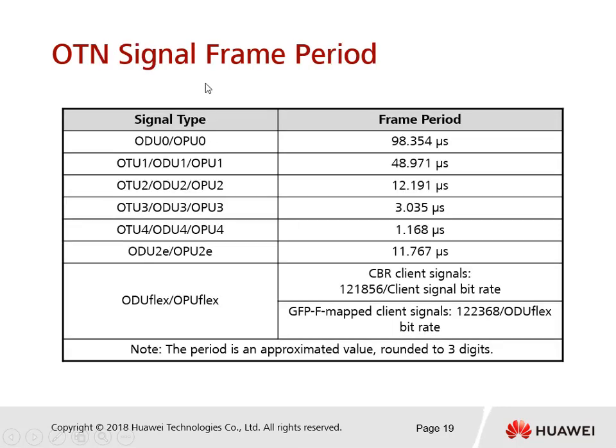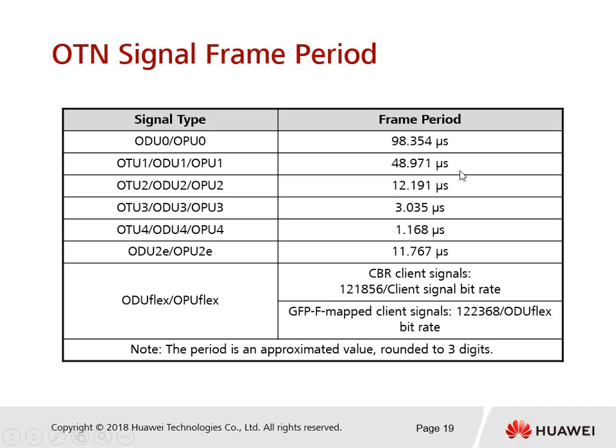Another one, we show you the frame period. As you can see, OTU1 and OTU2 have different capacity, but their frame size is the same. So their frame period is different, because the OTU2 capacity is 4 times of the OTU1. So the transmission period of the OTU2 is only 25% of the OTU1. And here the unit is nanosecond.